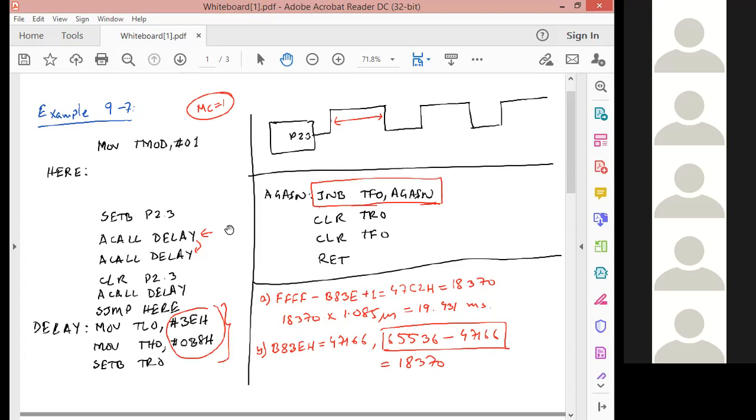This was the example that I discussed. Again, this example is not given in your book. So if you want, you can write it down or you can take a screenshot from here. But this example is not there in your book. This one is generating 66.6% duty cycle using timers.